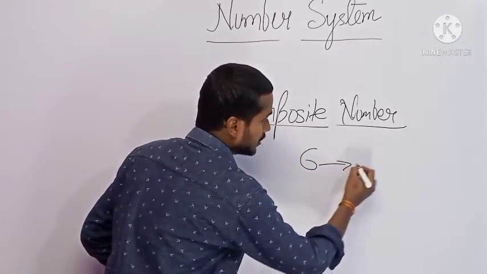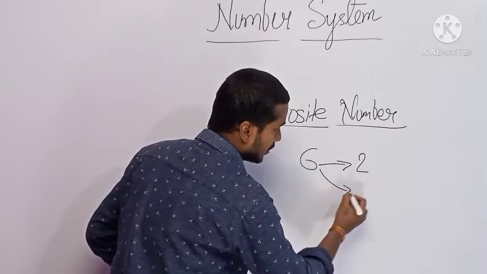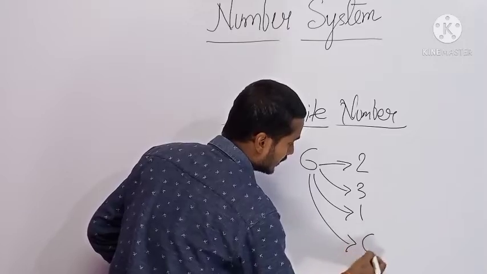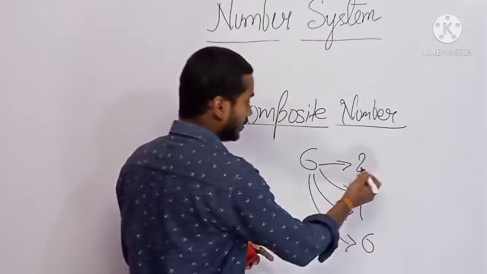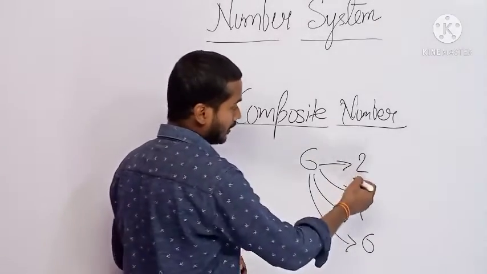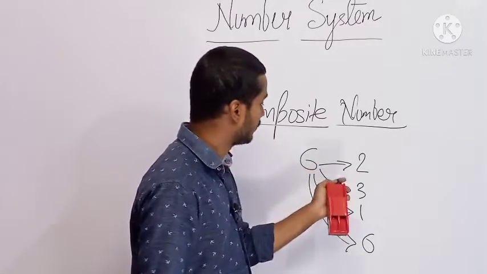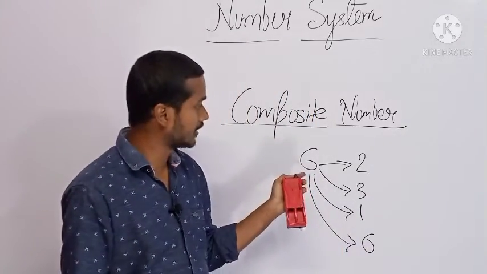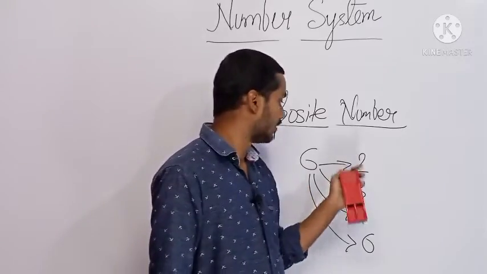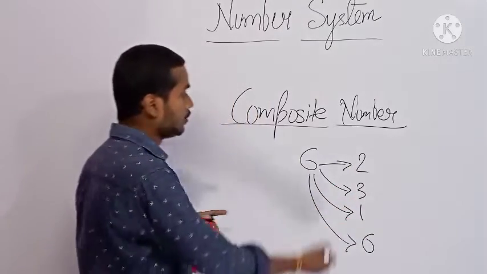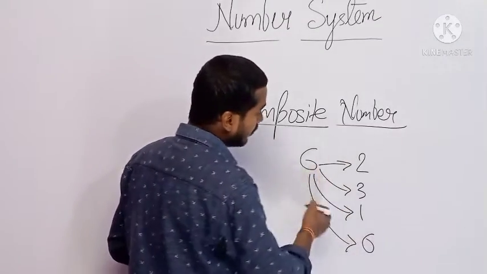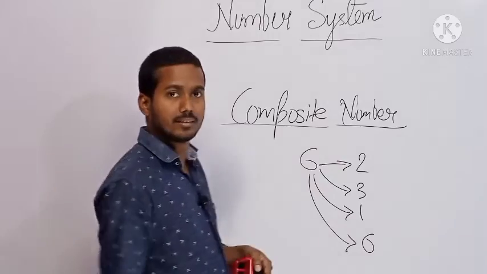6 is divisible by 2, 6 is divisible by 3, and 6 is divisible by 1, and 6 is divisible by 6 itself. 6 is divisible by these 4 numbers. So here the property says the condition is fulfilled: the number 6 is divisible by more than 1 and itself, or you can say 6 has 4 factors. So this number 6 is also a composite number.